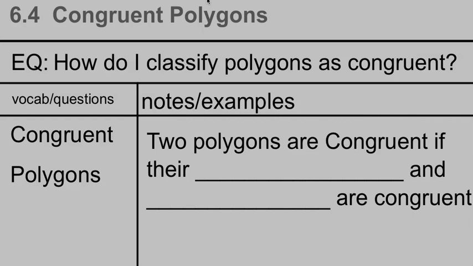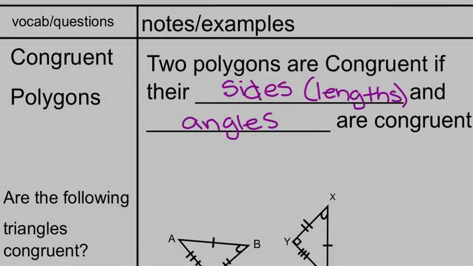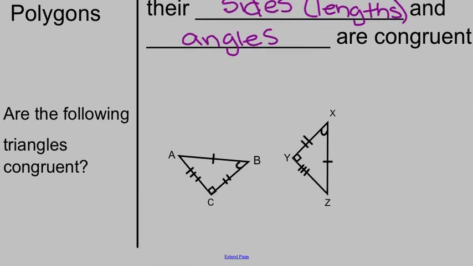Remember, the word congruent means the exact same shape. And when I'm talking about polygons, in order to determine if they're the same shape, I need to make sure that they have the same side lengths and angles. They need to have congruent sides and congruent angles. So the side lengths need to be the same and the angle measures need to be the same, and that would give us congruent polygons. So let's look at two examples here.